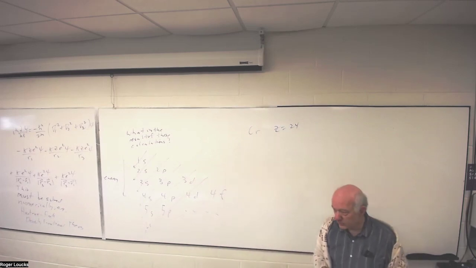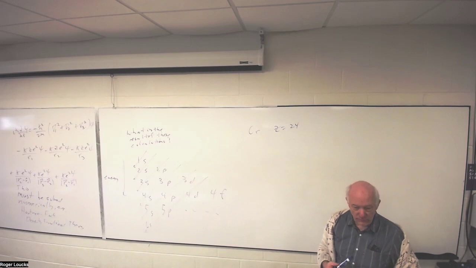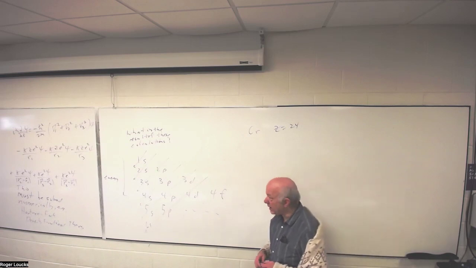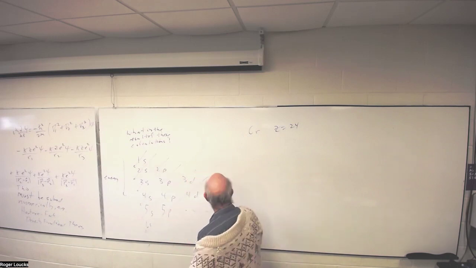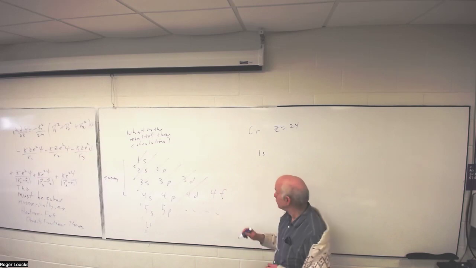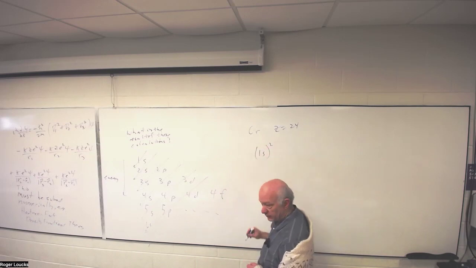Again, Z is called the atomic number, and it is the number of protons. If you have a neutral atom, it's also the number of electrons. So let's fill this up. According to this, what happens here? We hit the 1s first. How many electrons can go into 1s? 2. Does that make sense?